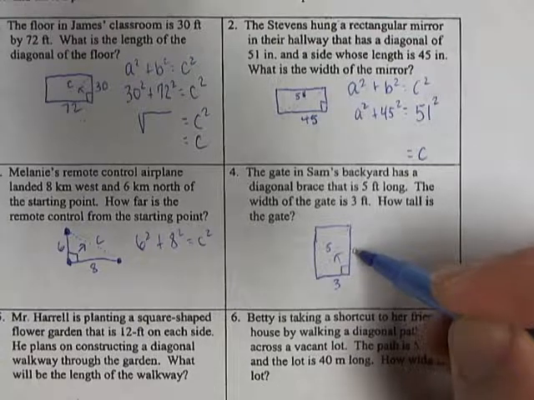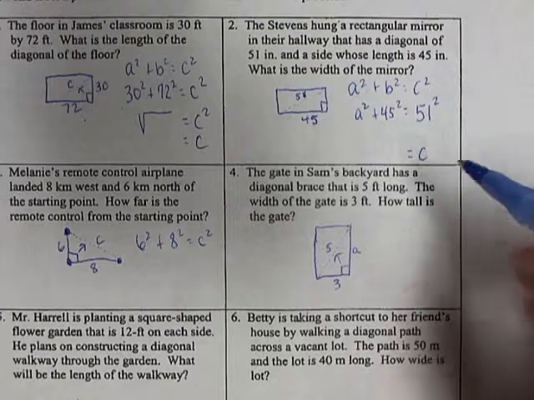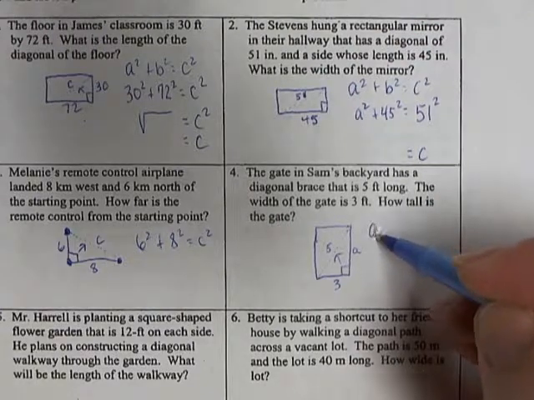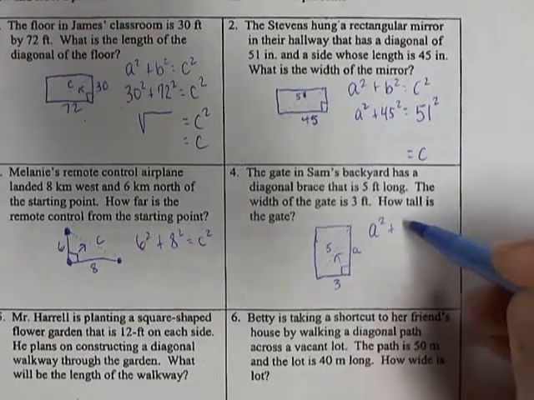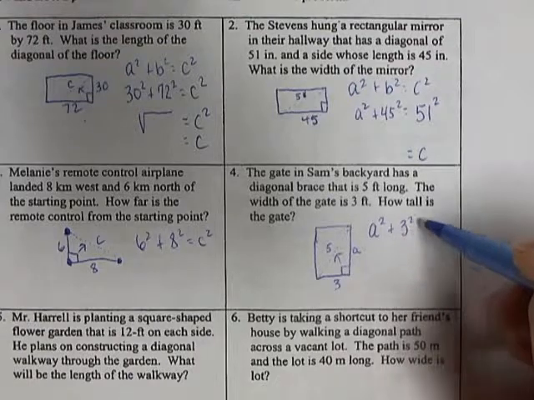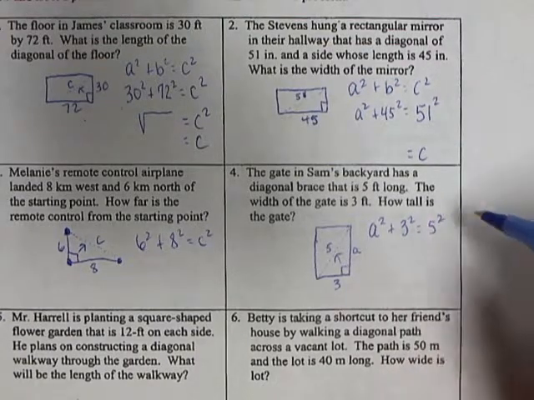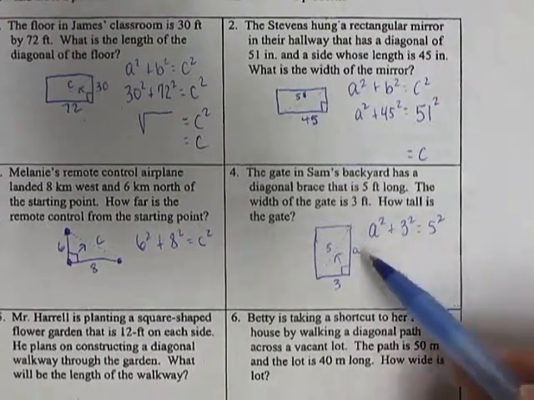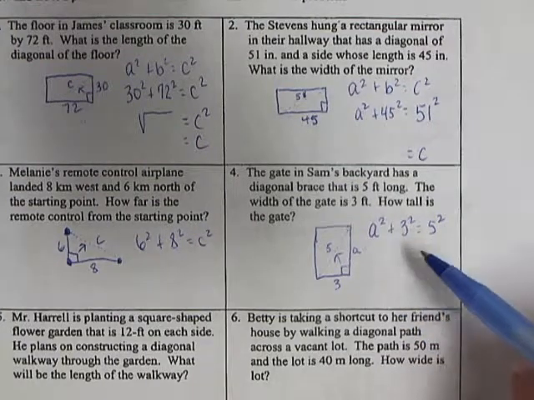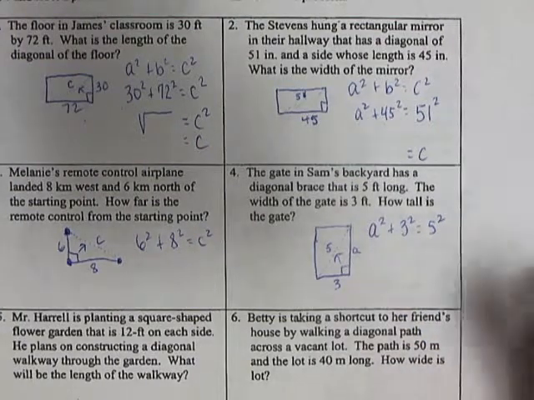So I'm going to call this A. So let's plug these measurements in. We don't know what A is. 3 squared plus A squared equals 5 squared. So recall, anytime you're missing a leg measurement, you're going to square the numbers, then subtract, and then take the square root.